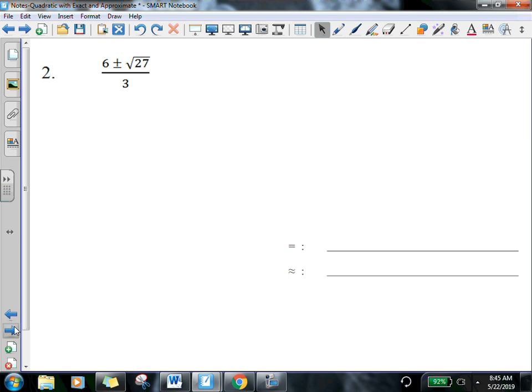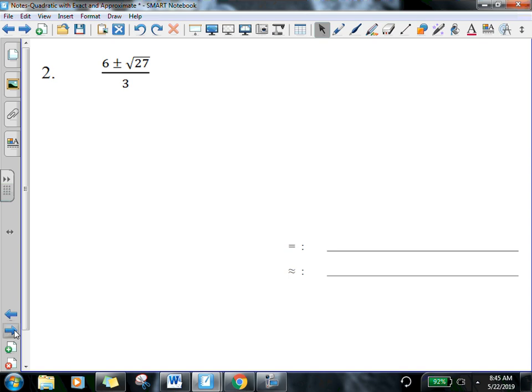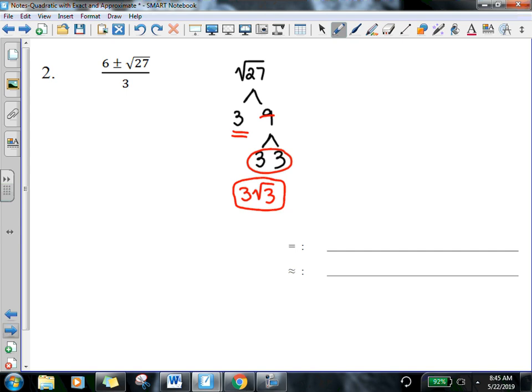The previous one just had the minus sign here. This one looks even more like the quadratic formula because it has the plus or the minus. To simplify, we are again going to start with the square root of 27. I know 27 is divisible by 3 and by 9. Then if I break 9 down into 3 and 3, I can cross off the 9 because I've broken that down further. Then I notice that I have a pair of 3's and a singleton 3. So I have 3 square root of 3, and this is going to replace the square root of 27.